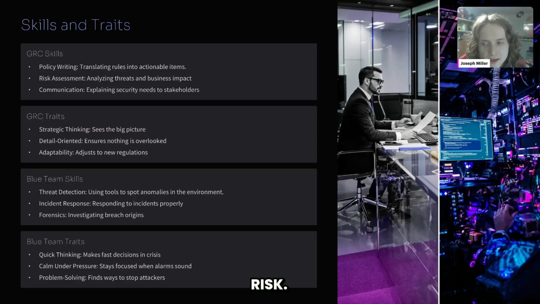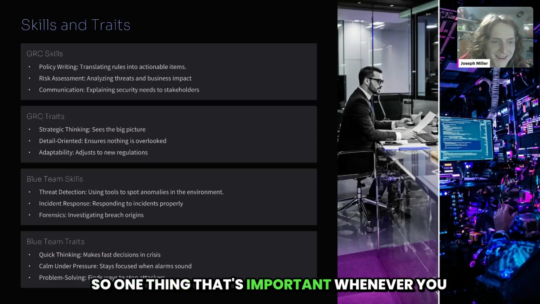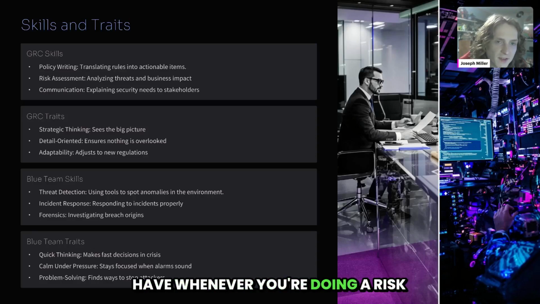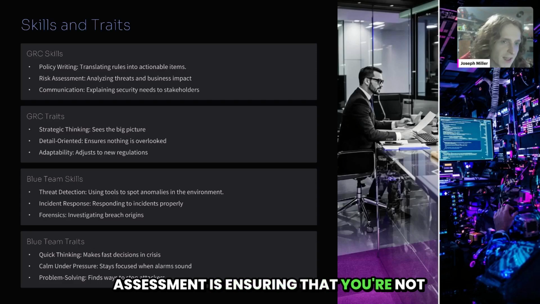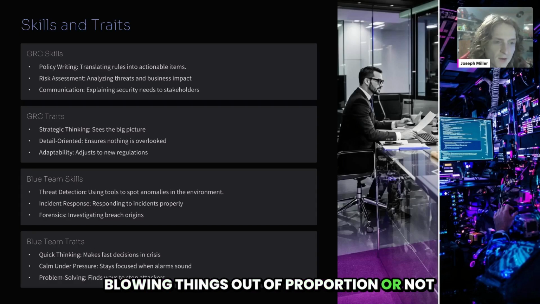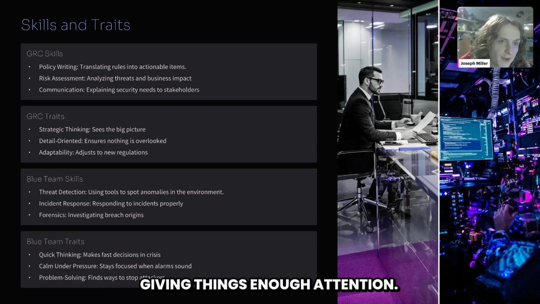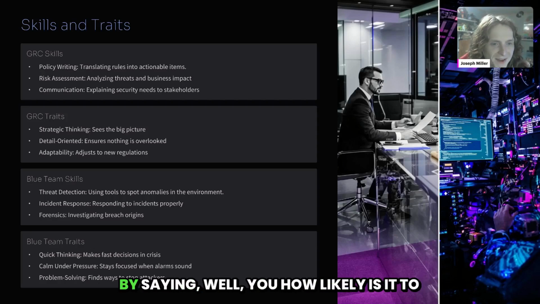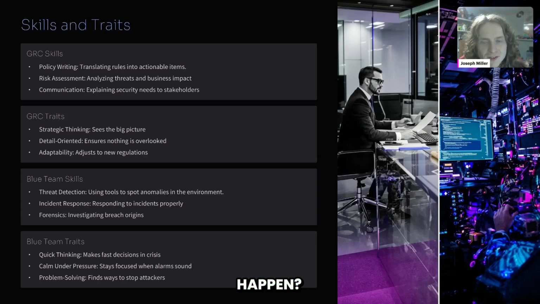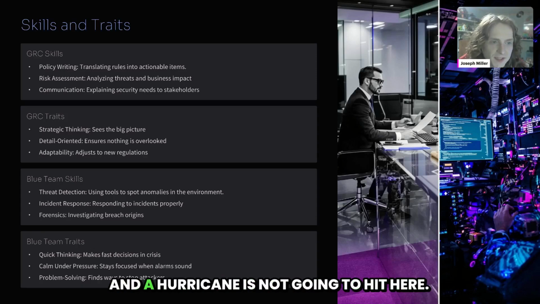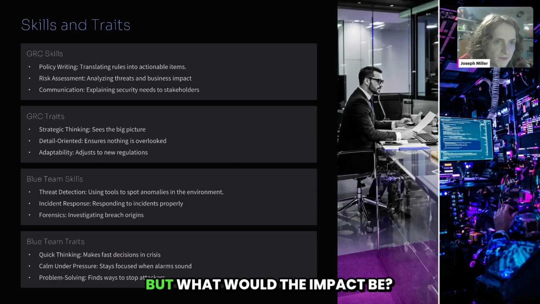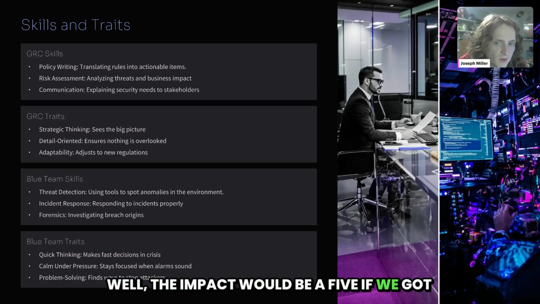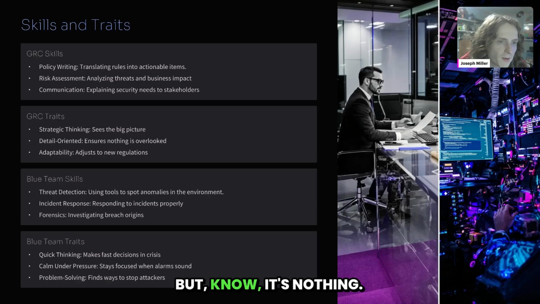impact equals risk, right? So one thing that's important whenever you're doing a risk assessment is ensuring that you're not blowing things out of proportion or not giving things enough attention. And a great way to do that is by saying, well, how likely is it to happen? Well, I live in the center of the country and a hurricane's not going to hit here. So the likelihood is 0 to 1, depending on how you do it. But what would the impact be? Well, the impact would be a 5 if we got destroyed, but it's nothing. Basically, it's not going to happen.